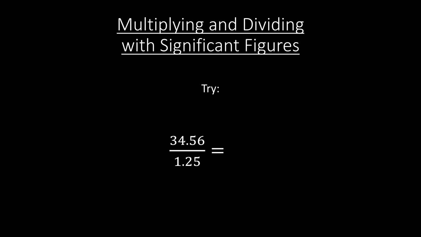So try this one. First, just do the math. Then, you want to round the answer based on the number of significant figures in the 2 things we're dividing. So 34.56 has 4 significant figures. 1.25 has 3 significant figures. And so the answer shouldn't have more than the lower number of significant figures. It should only have 3 significant figures, like 1.25.